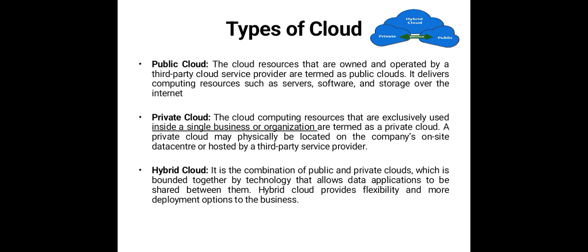Types of cloud. The service providers give three different types of clouds. First one is public, second one is private, and third one is hybrid. Public clouds are cloud services that are owned and operated by a third-party cloud service provider. They deliver computing resources such as servers, storage, and software over the internet. Examples of public clouds are Google Drive, Google Sheets, and other Google services, where a third party provides the resources, which can be shared among our peers. Second one is the private cloud, the cloud computing resources that are exclusively used inside a single organization.